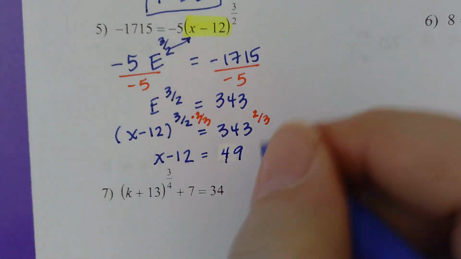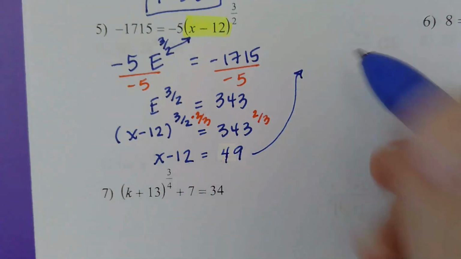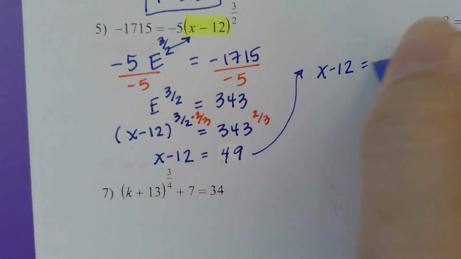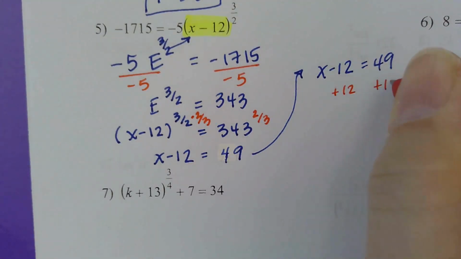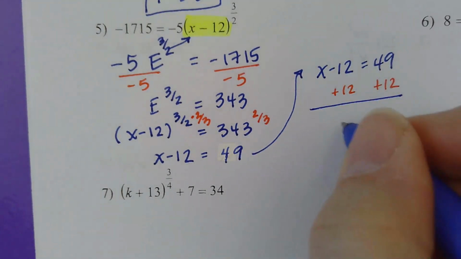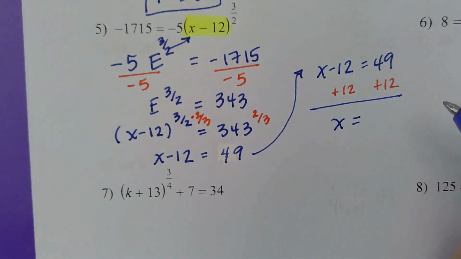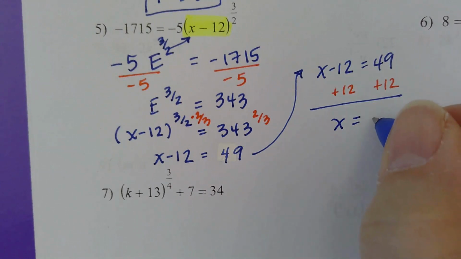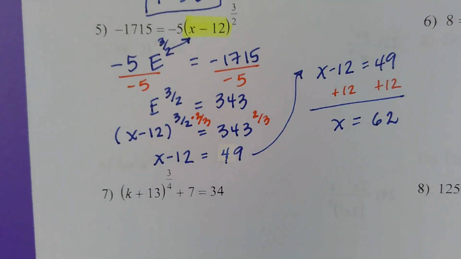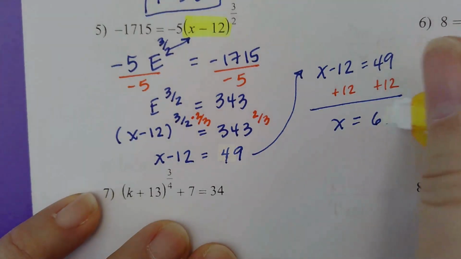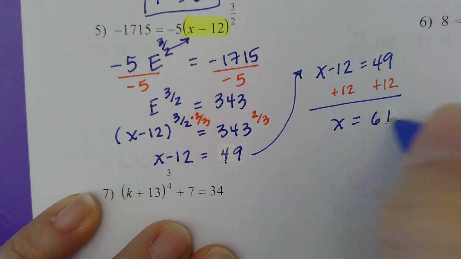To solve for x, I will add 12. And x is 62. Right? 49, 61. Wait a minute. Yeah, 61. That's why we do math in pencil.